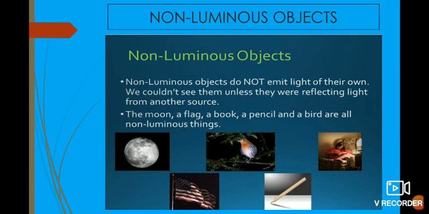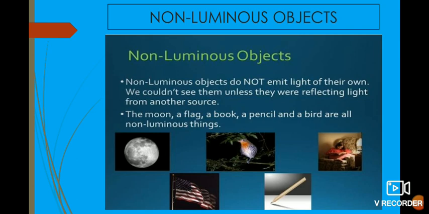What is a non-luminous object? How will you define a non-luminous object? Any object that does not emit light is called a non-luminous object. Okay. So in order to see a non-luminous object, what do you need? You need a source of light. Do you need a source of light to see a luminous object? No, we don't. Isn't it? To see a non-luminous object, we require a light source or a luminous object. Look at the examples. The first one is the moon.